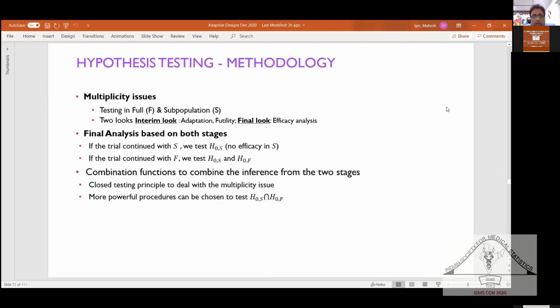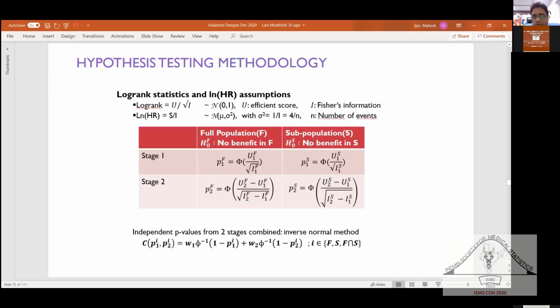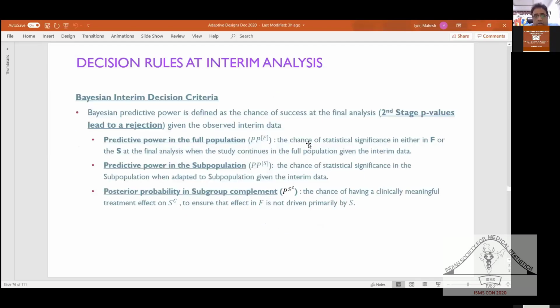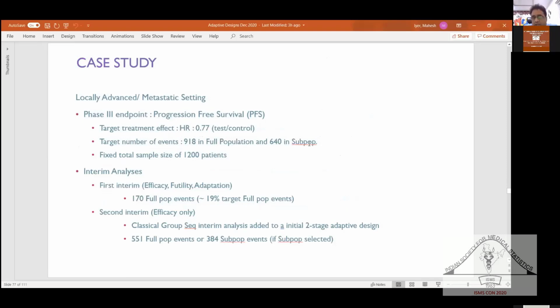Again, we have the same multiplicity issues, whether we test in full or whether we test in S. We have looks, and once we do a look, we want to adapt whether we want to only enrich and look at the subpopulation or we want to look at everybody. So everything is similar, with similar Venn diagrams as before. And then we have this case study, and you can take a look at this.